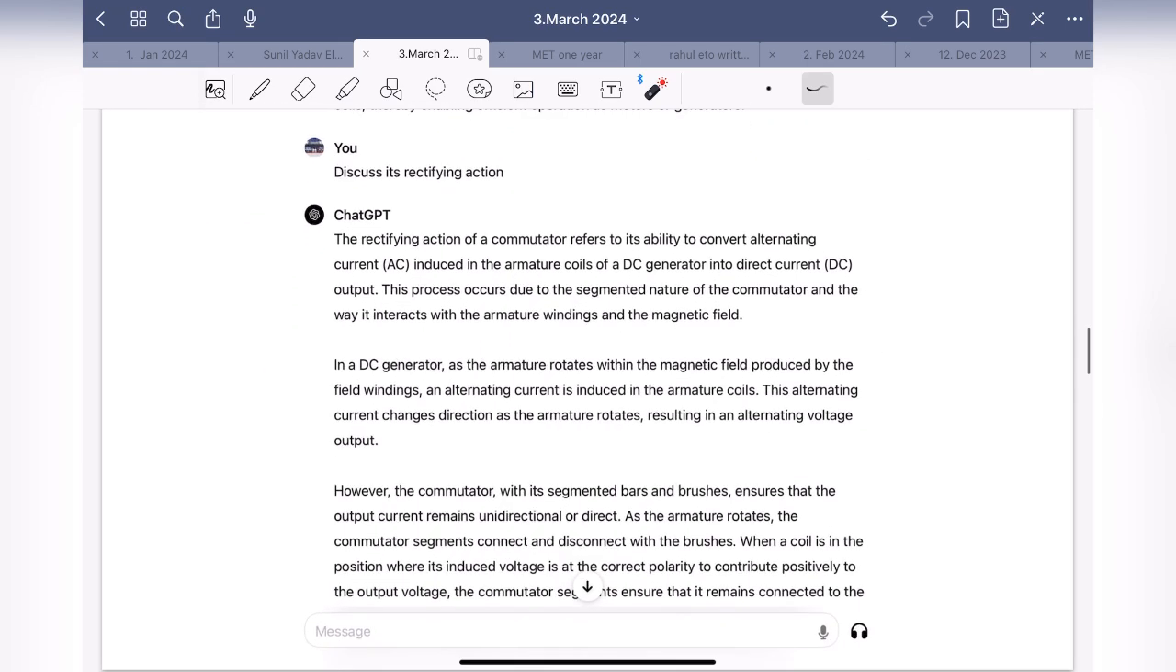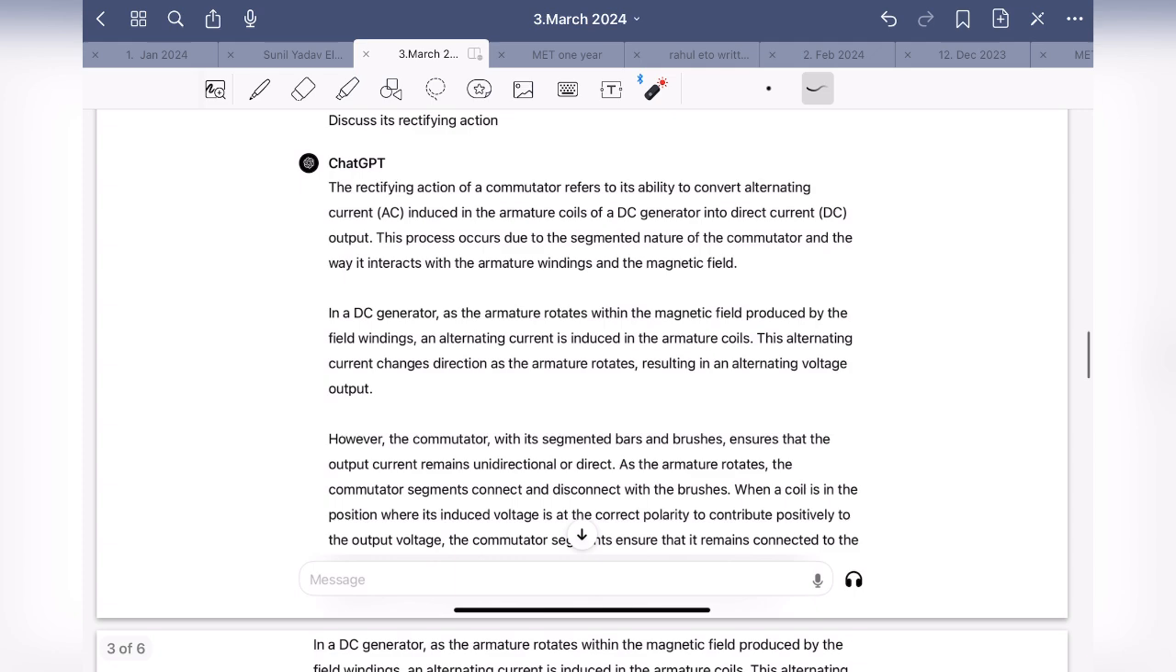Now discuss the rectifying action. The rectifying action of a commutator refers to its ability to convert alternating current induced in the armature coil of a DC generator into direct current output. This process occurs due to the segmented nature of the commutator and the way it interacts with the armature winding and the magnetic field. In a DC generator, as the armature rotates within the magnetic field produced by the field windings, alternating current is induced in the armature coils.